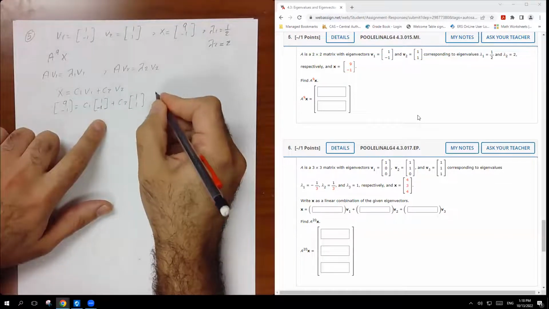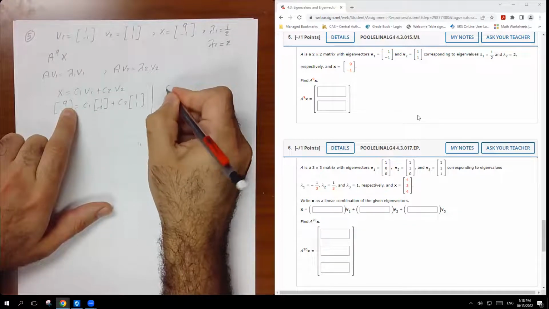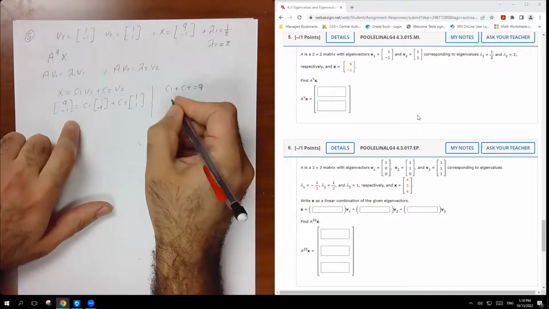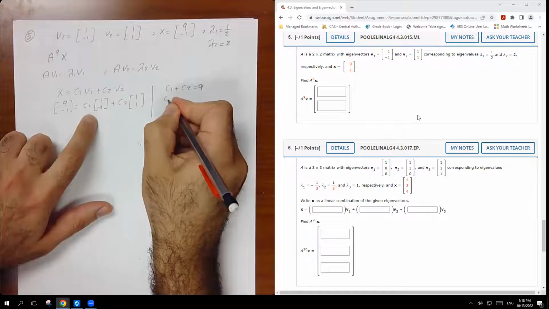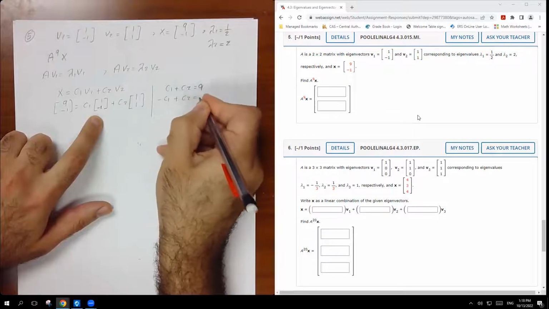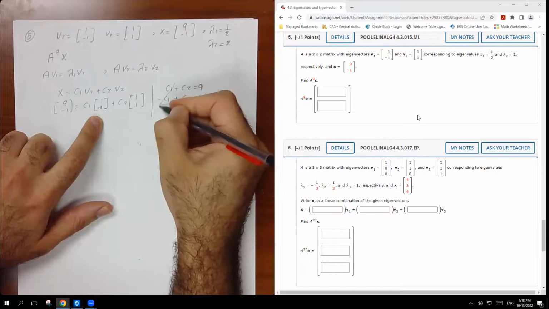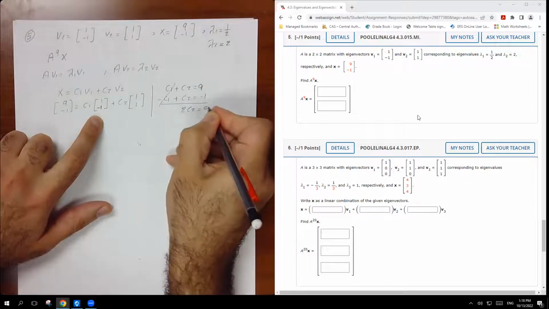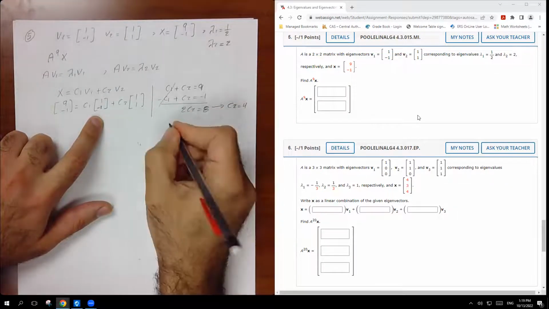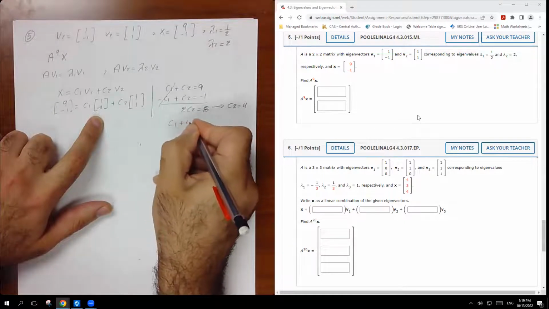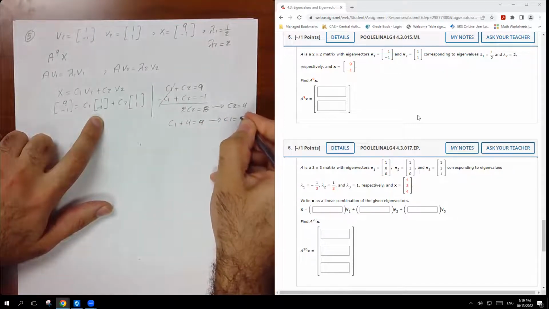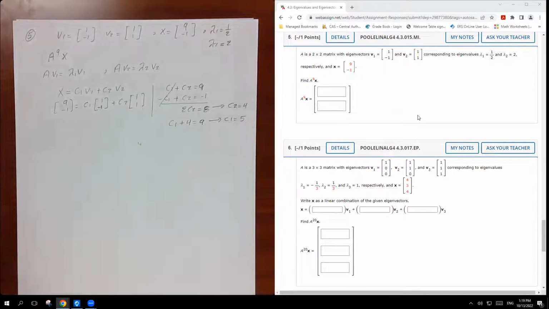So now I'm gonna get two linear equations. The first one is c1 plus c2 equal 9, and the second one I'm gonna get negative c1 plus c2 equal -1. Solve this one. So it's going to be 2c2 is going to be equal 8. That means c2 equal 4. Plug in 4 here. So c1 plus 4 equal 9. That means c1 equal 5. So now I have c1 and c2, so I can write down the vector x.